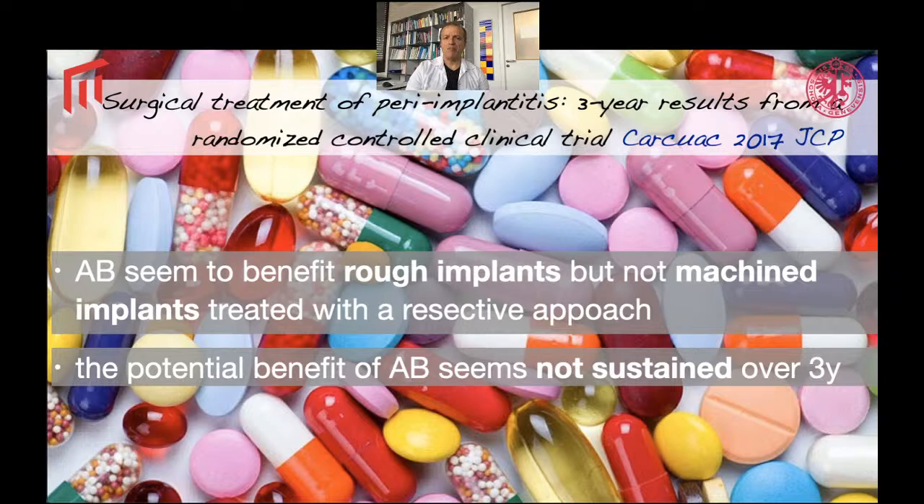But again, remember that this group of researchers used a low-tech approach when doing surgery to decontaminate the implant surface. So antibiotics have a positive effect for modern type high-tech implants over the short term, but not over the long term. Again, in cases where decontamination was done low-tech, so with a gauze and sterile saline.